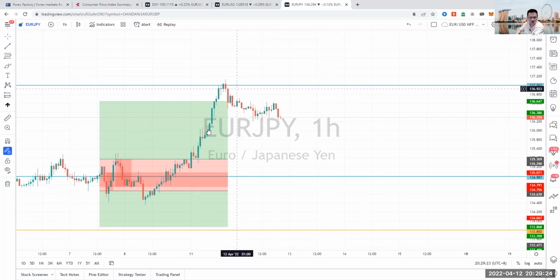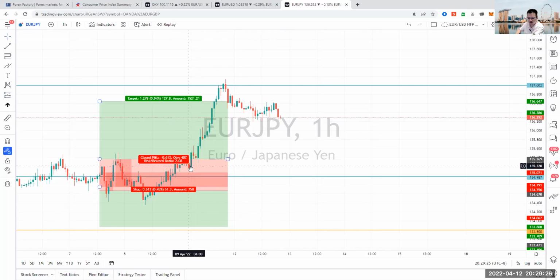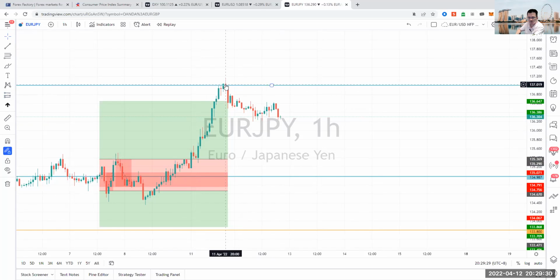about the euro yen. Last night or yesterday, past couple of days has been going up, hit that 137 level and turned back down. So I would be extra careful about what happens here on the euro yen. Okay, so this is how I actually go through my trade selection when I'm looking at the currency pairs and what to trade during the news.